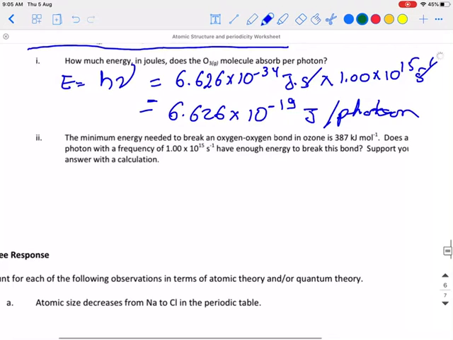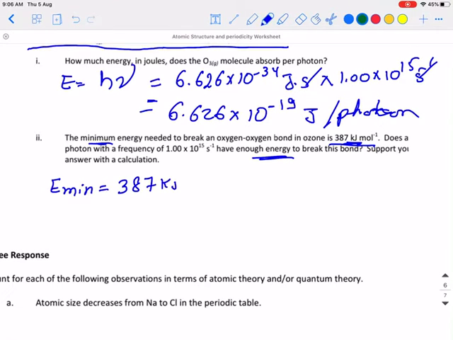Now, the minimum energy needed to break an average oxygen bond is 387 kilojoule per mole. Does a photon with a frequency of 1 times 10 to the power 15 have enough energy? To see if it has enough energy, we have to find the energy in joule per photon and then compare it to the one in part I. The E minimum, bond energy, is 387 kilojoule per mole. Let me change it into joule per photon.